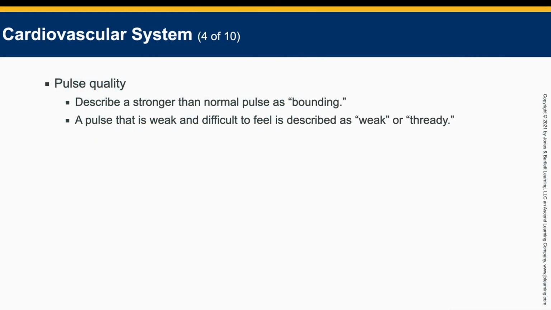Another important part of evaluating the cardiovascular system is assessing the quality. Pulse quality refers to how strong or weak the pulse feels when you palpate it. If the pulse feels stronger than normal, it's often described as bounding. This means it feels very strong and forceful under your fingers. On the other hand, if the pulse feels weak or difficult to feel, it might be described as weak or thready. The thready pulse can sometimes indicate poor circulation, shock, or low blood pressure. Assessing a pulse quality helps us understand how effectively the heart is pumping blood throughout the body and whether the patient may be experiencing problems with circulation.